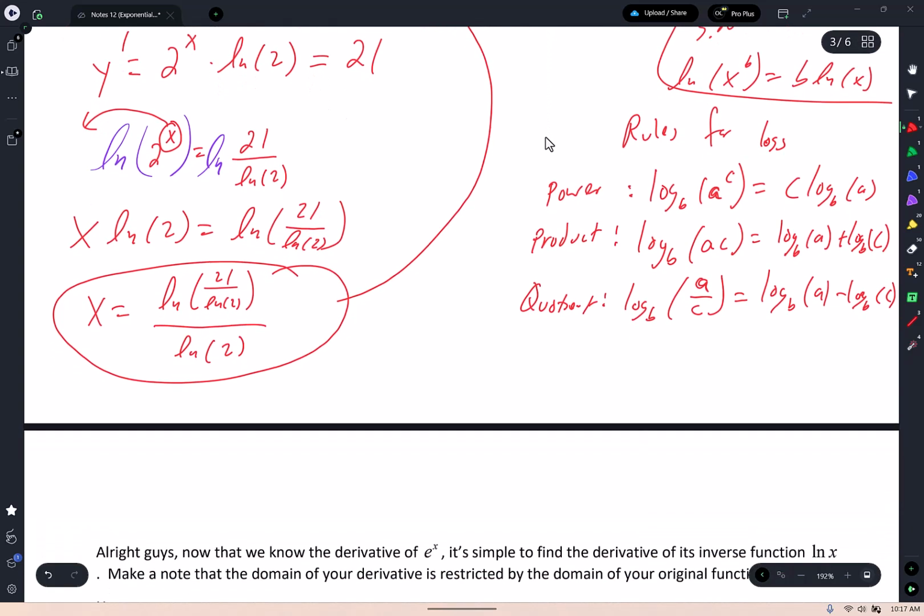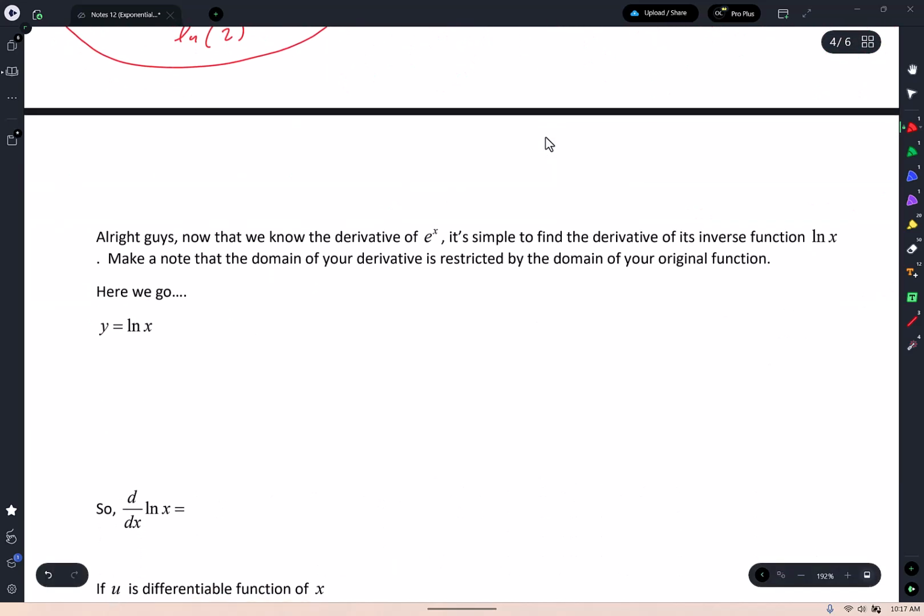I guess one more change. Should I even mention it? Okay, we won't mention it.